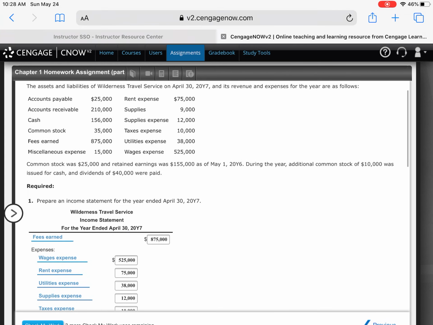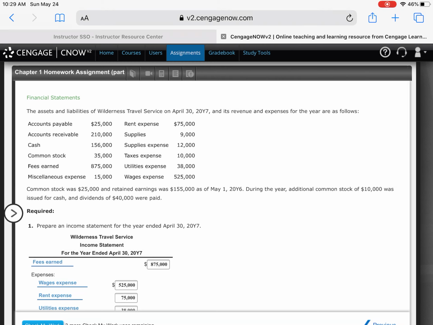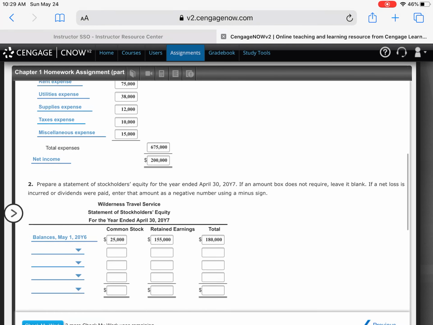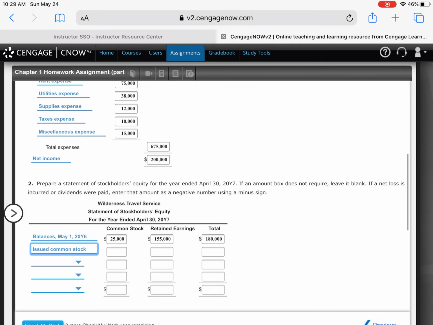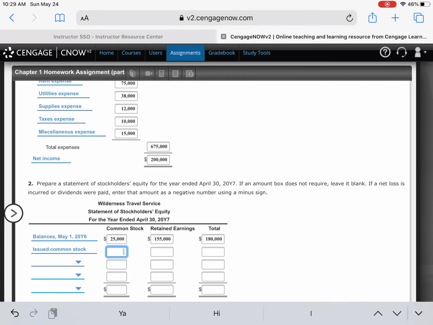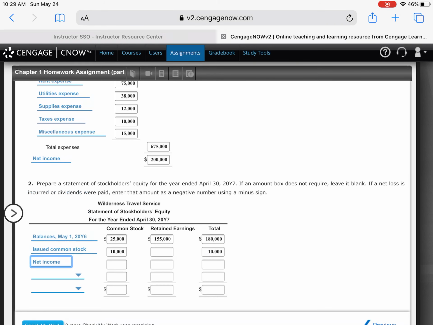If we look at the information provided, it tells us that during the year, additional stock of $10,000 was issued, and we had dividends of $40,000 that were paid out. So we want to put in the common stock that was issued. Each line item is only going to affect common stock or retained earnings, but it's always going to affect our total value. So we had $10,000 in common stock, and that means that our total is going to go up by $10,000. We also had a net income.